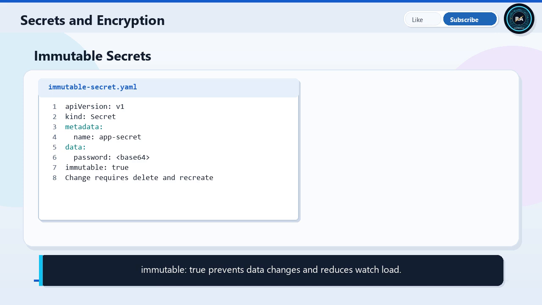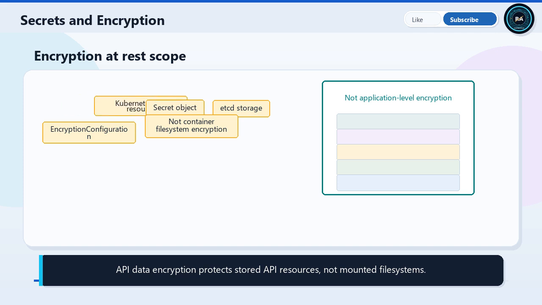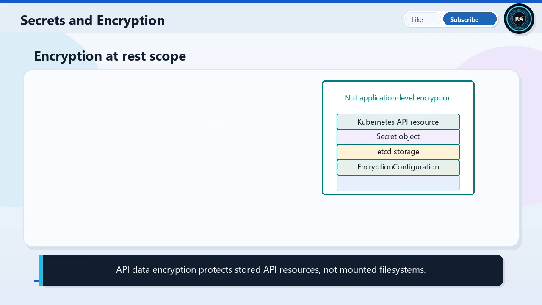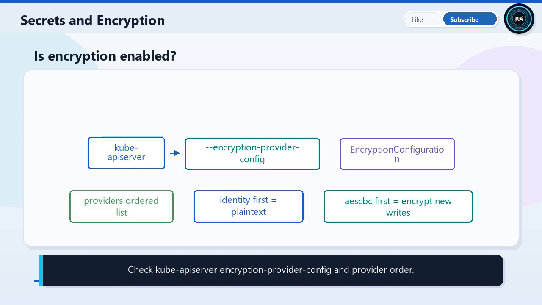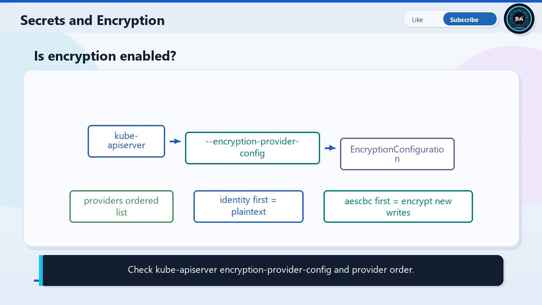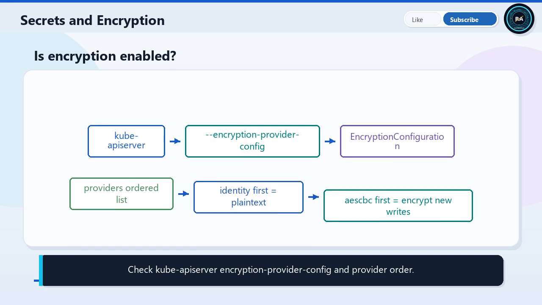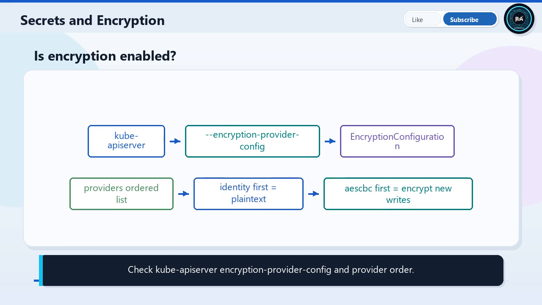Delete and recreate instead. Encryption at rest in this context protects resource data stored through the Kubernetes API, such as secret objects in etcd. It does not encrypt arbitrary file systems mounted into containers. The API server uses the encryption provider config flag. If it is absent, or if identity is the first provider for secrets, at-rest encryption is not providing confidentiality.